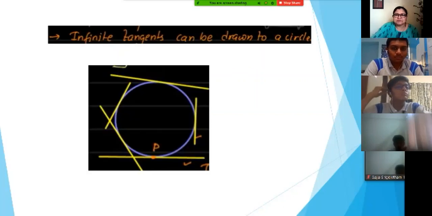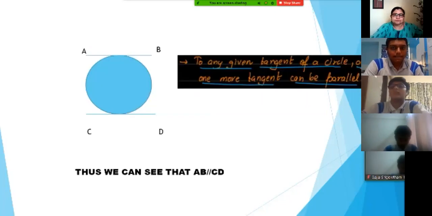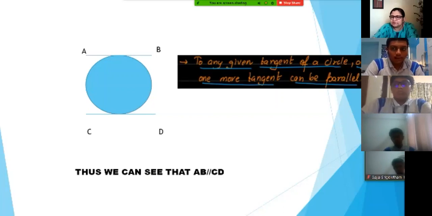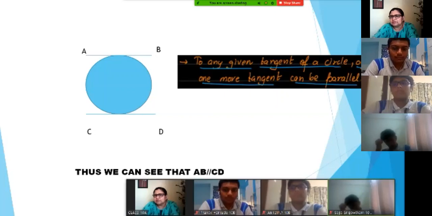Fine. Now these terms we will be utilizing. There are infinite tangents that can be drawn to a circle. Am I right? Yes, ma'am. Fine with that. Okay. Next. Even though there are infinite tangents to a circle, we can say that to any given tangent of a circle, only one other tangent can be parallel.